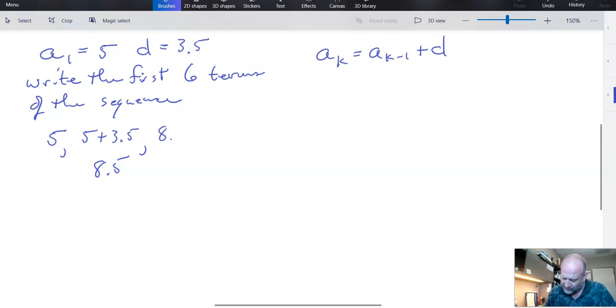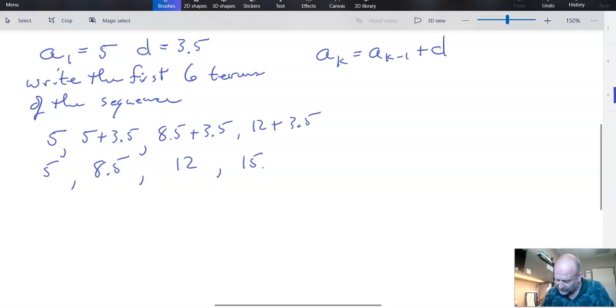The next one is 8.5 plus 3.5, right? And that would give me 12, right? So 5 is still 5. Then we have 8.5. And you notice I'm just adding 3.5 each time. So if I add 3.5 again, right, that gives me 15.5, right? And then I get 19. So how many is that? 1, 2, 3, 4, 5. And then if I add 3.5 one more time, and I'm not going to write it down this time, that should give me 22.5.